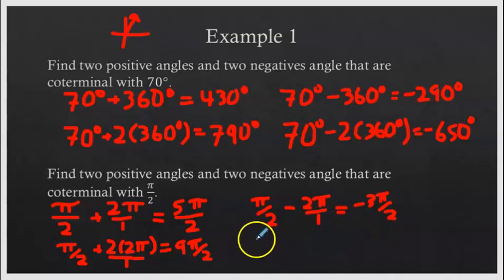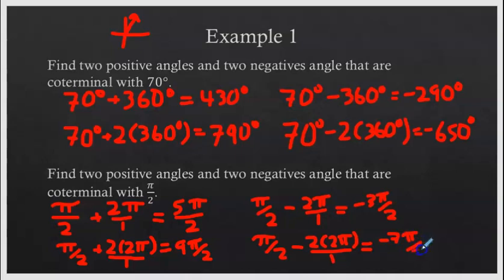And for a second negative coterminal angle, back to the original angle, this time I'm going to subtract 2 times 2 pi, so it's a multiple of that 2 pi number. So this is actually equal to 4 pi, but with a common denominator, that would be 8 pi over 2. So 1 pi over 2 minus 8 pi over 2 would be negative 7 pi over 2.